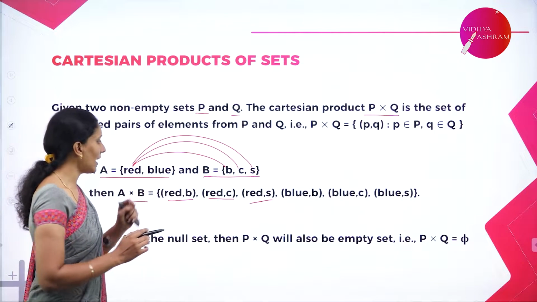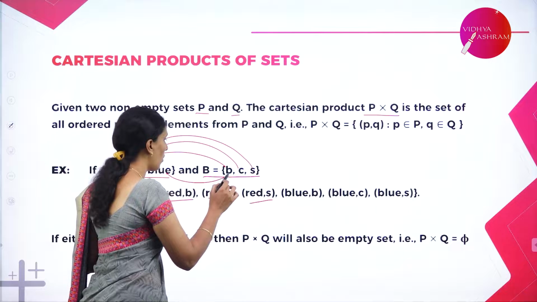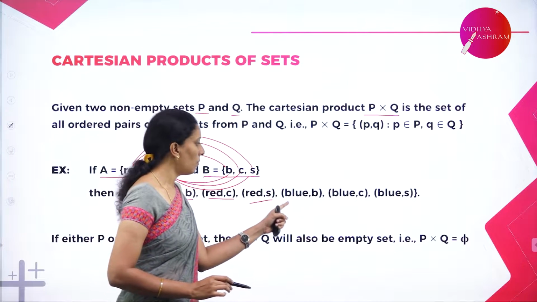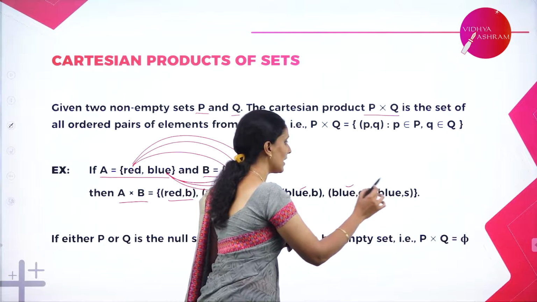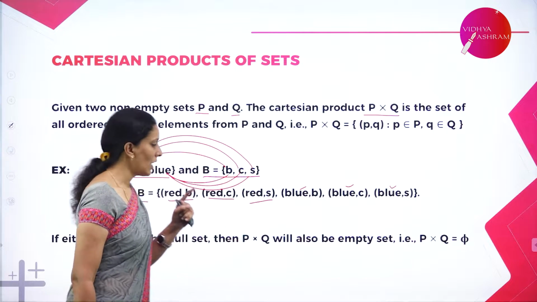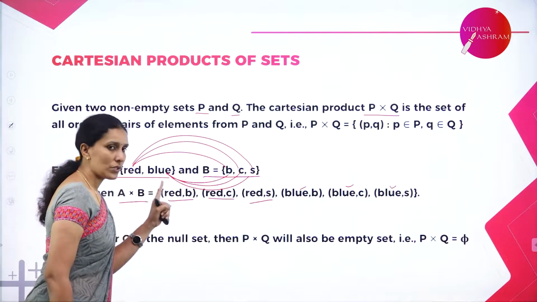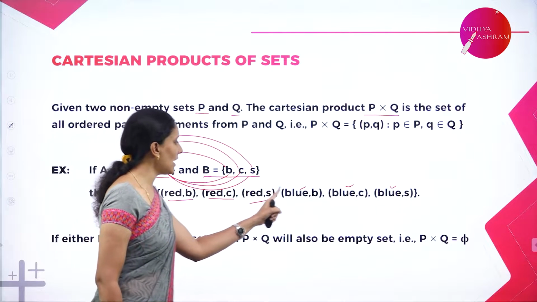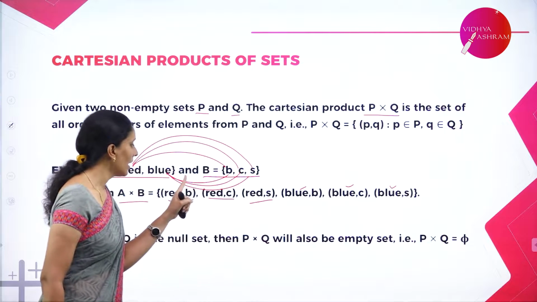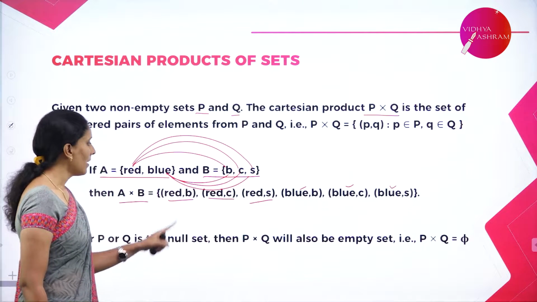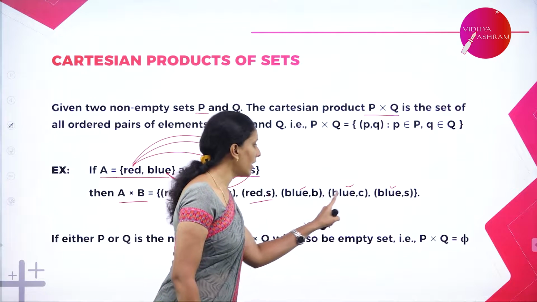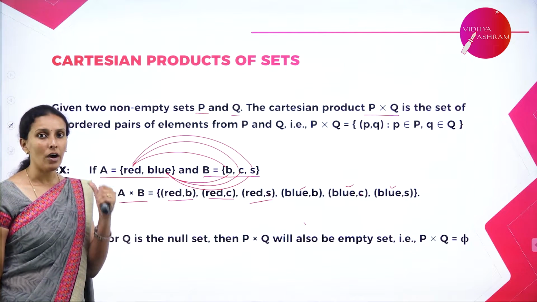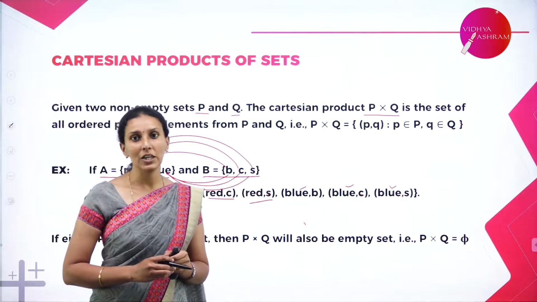Next, we'll take the second element. We'll pair blue comma B, blue comma C, blue comma S. Thus, writing the two sets in the form of ordered pairs, you can clearly see that all the first elements belong to the first set and the second elements in the ordered pair belong to the second set. This is nothing but the Cartesian product of any two sets.